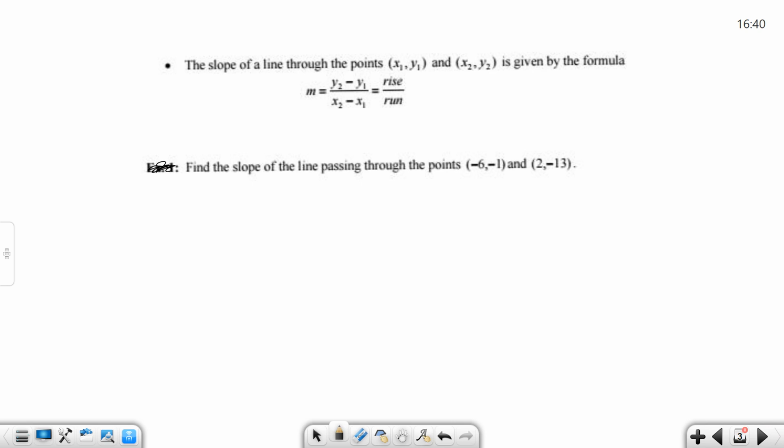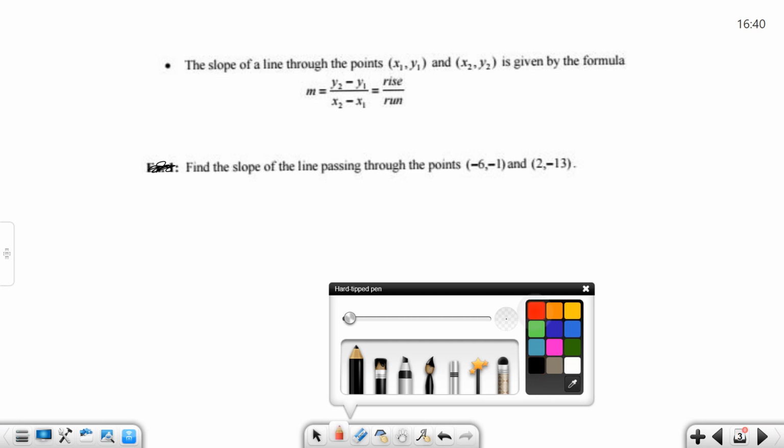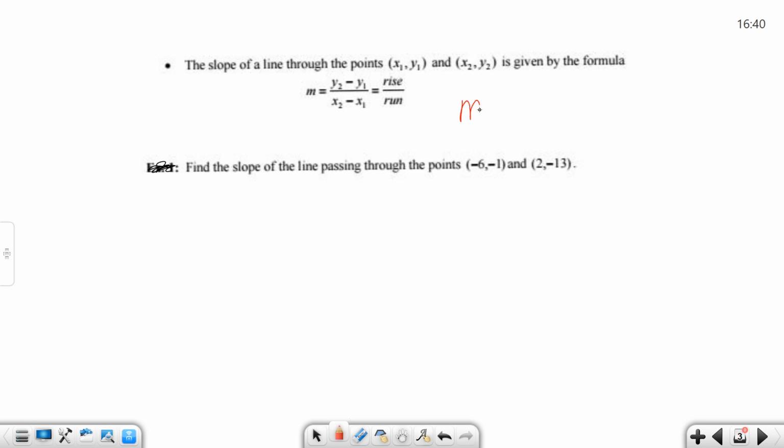The slope of the line through 2 points is given by the formula that you see on the screen. I'm going to write it in red so it's a little bit more clear. You do have to know this formula for your exam.